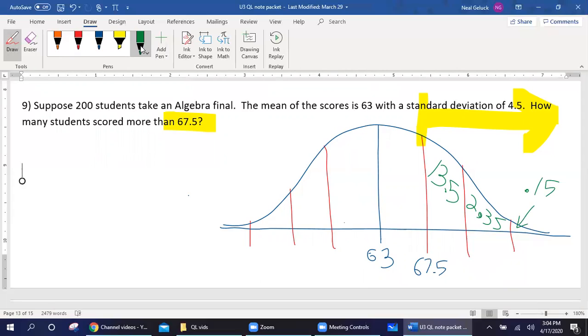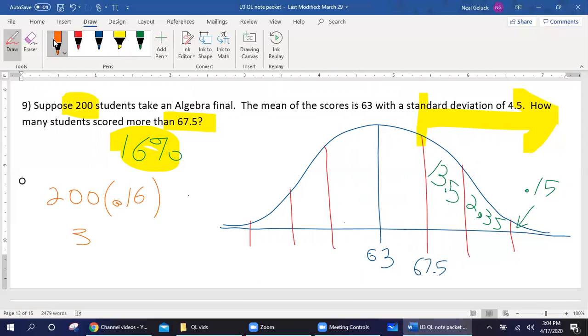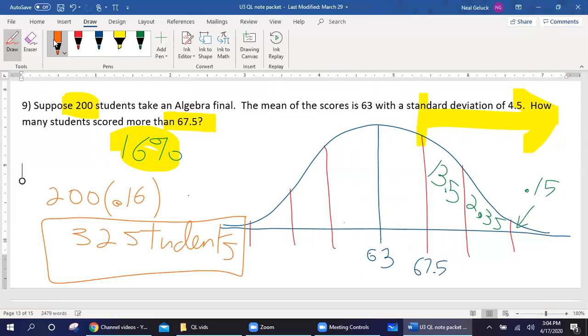If I add those together, that is 16%. Now, be careful. It didn't say what percentage of students, it said how many students. So the last step I have to take is I have to figure out what 16% of 200 students is. So 200 times 0.16 will give me 32 students. So assuming this was a perfectly normal distribution, nice bell curve, 32 of the students did better than a 67.5 on the final. Okay, that does it for this first part, 12.5a.